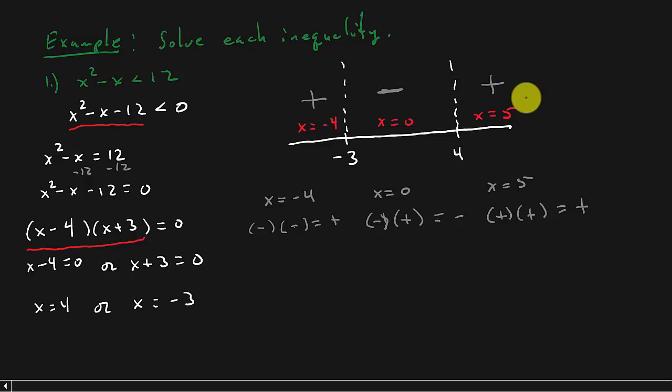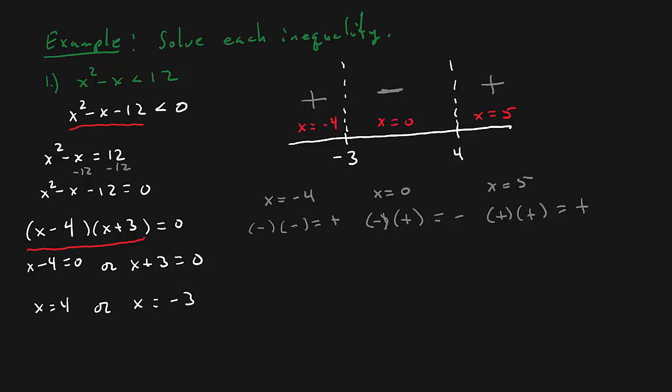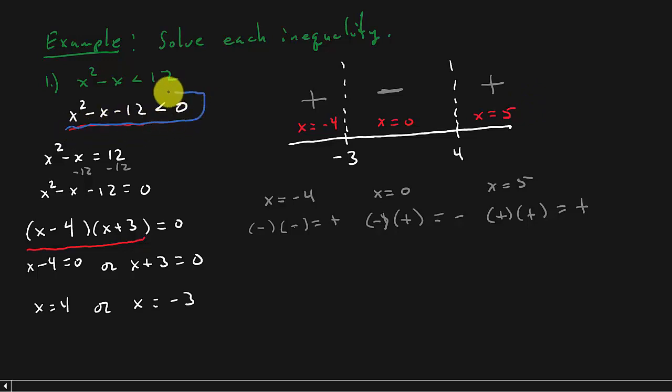Now, how do we determine what our solution is? Well, what are we wanting? If you look at this equation right here, what do I want to know? I want to know when x squared minus x minus 12 is less than 0. When is it negative? And you can see it's negative right here between -3 and 4. So our solution is -3 to 4.